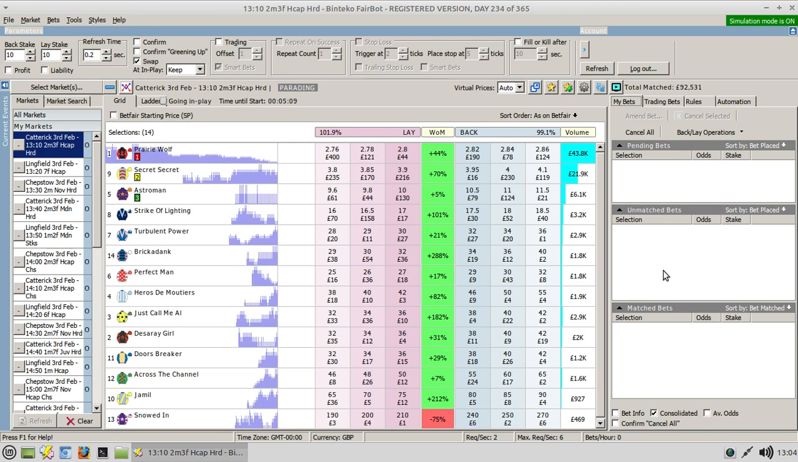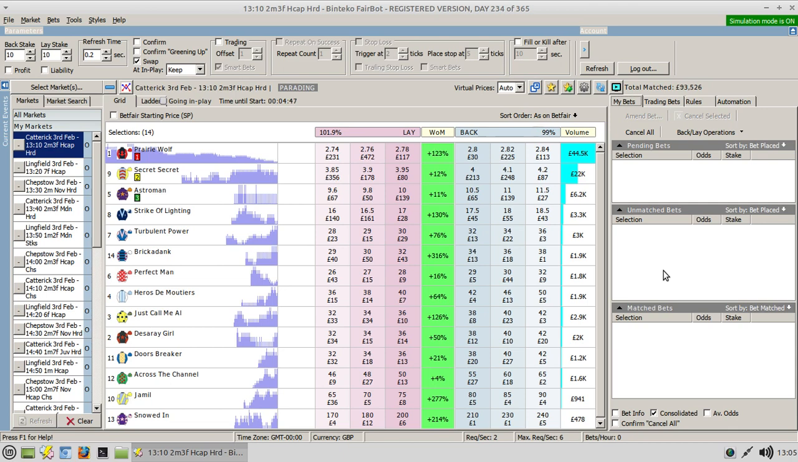So the Dutches will be placed just before the off, and we'll trade out either manually in running or, as my preferred method, have some sort of automated procedure in place that will trade out once a target profit is hit. So that's the angle that all these selection processes will be coming from.